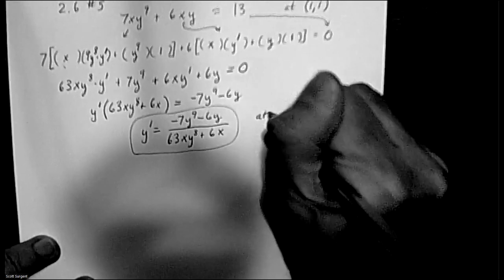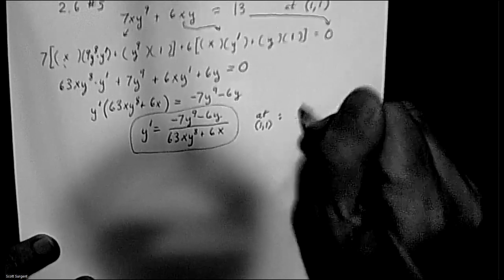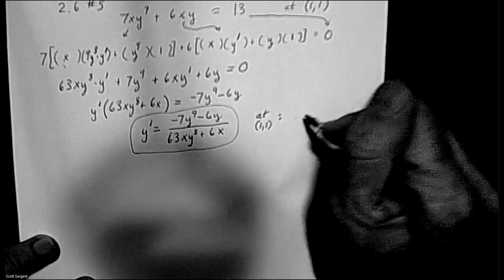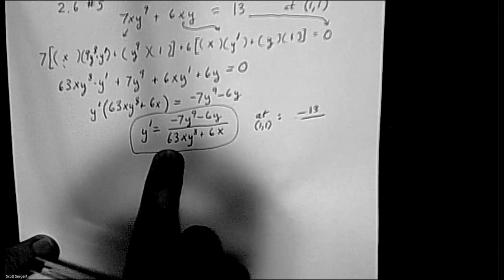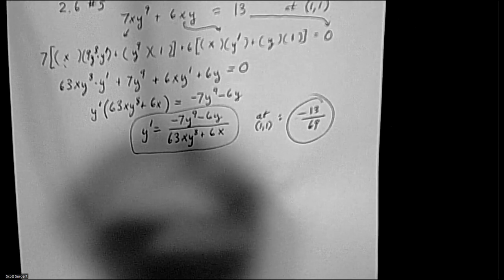Anyway, at (1, 1), we just put the numbers in. And actually, that's easy enough. We can just do that visually. So negative 7 take away 6 is negative 13 on top. And then everything is 1, so 63 plus 6 is 69. And that's good enough. Yay. All right. And I don't care if you don't reduce your fractions. And that doesn't reduce. That's good enough.